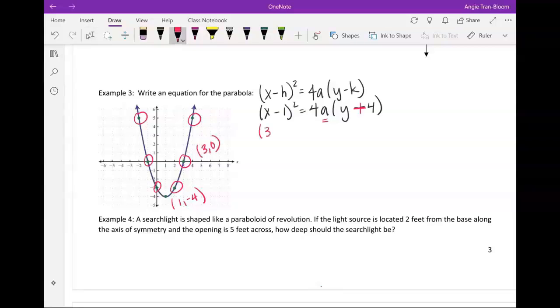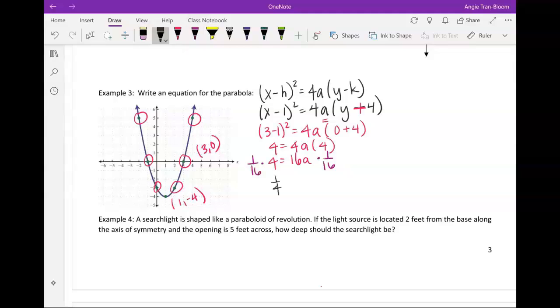So x is 3 minus 1 squared equals 4 times a. Y is going to be 0 plus 4. This is going to be 3 minus 1 is 2. 2 squared is 4 equals 4a times 4. That's 4 equals 16a. To get rid of 16, we are going to multiply by 1/16 or divide both sides by 16. This will give us 4/16, which is a quarter. So your a is a quarter.